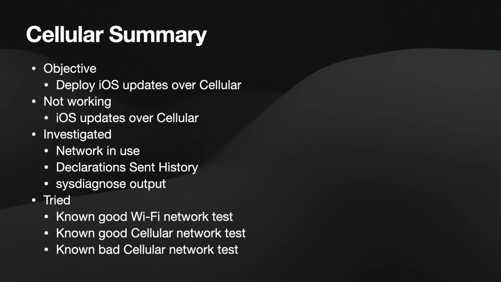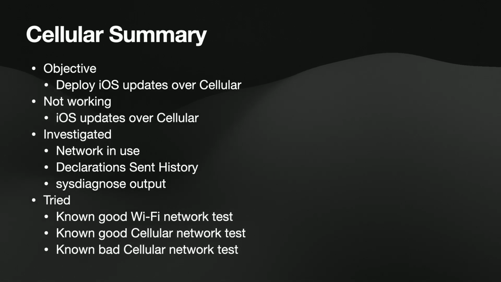So if we look at it from the perspective of what we were looking at, if you're trying to see how far down the line you could get when presenting that case, our objective was to deploy iOS updates over cellular. What wasn't working? Well, any of it, deploying updates over cellular. The update was getting down to the device, but just not over cellular. We investigated the network in use, the declaration sent history, because from the MDM and DDM side of it, that's huge to know that, yep, it got there.